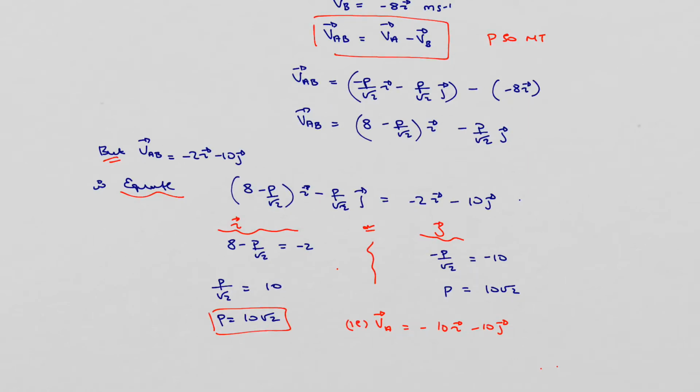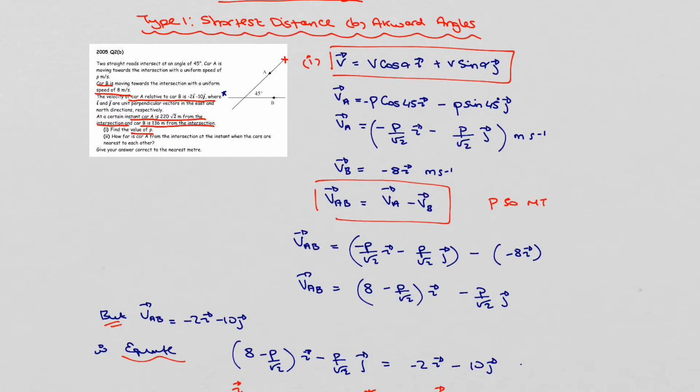Okay. All right, so go back to the question here. Part 2 says, how far is car A from the intersection at the instant when the cars are nearest each other? And again, we have to be careful because it says give your answer correct to the nearest meter. So to find out how far car A is from the intersection, we're going to move car A to the intersection, bring it all the way down, and see where B is at the time it has taken A to move to the intersection. Then I can work out the shortest distance using my diagram.